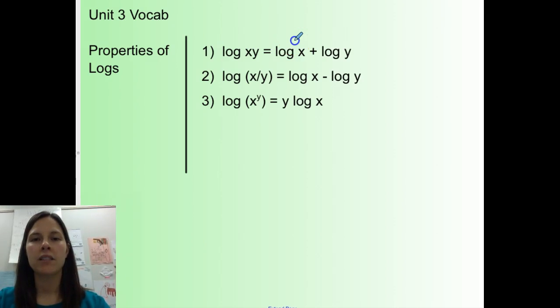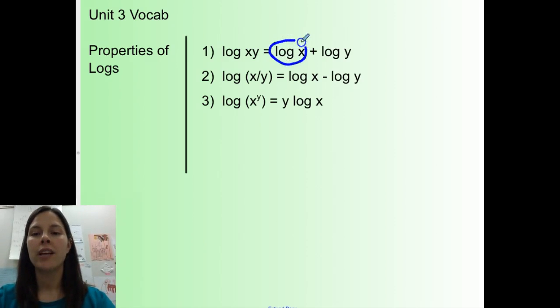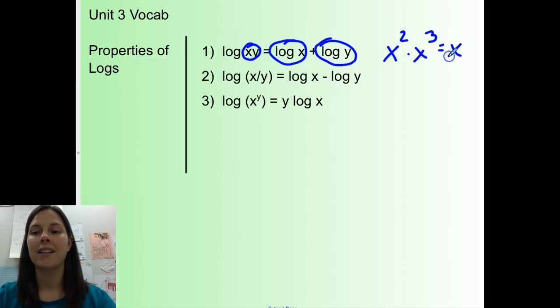Here we have some properties of logs, and I'm not going to go through the proofs of these with you like I did with the exponential ones because they're much more complicated, but I will try and link them back to the exponential properties to try and help you remember them. So our first one, remember the answer of a log is a power. So if we are adding two powers together, it came from multiplication. So this came from the rule, if we are multiplying powers, we add the exponents.